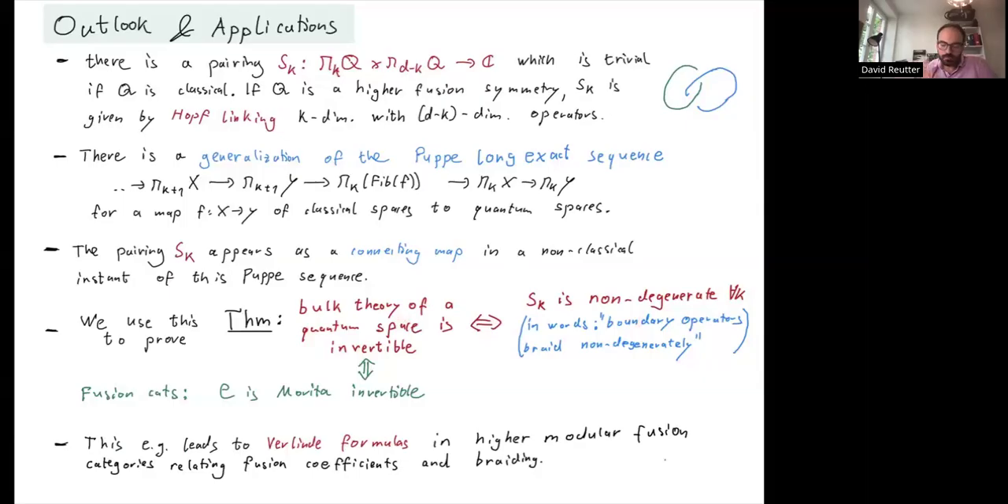And then just for modular 1-categories, from a statement like this you immediately get very cool things like the Verlinde formulas, which relate the S matrices with the fusion rules and these hypergroup structures and so on for these higher modular fusion categories. So you get a good handle on these categories.